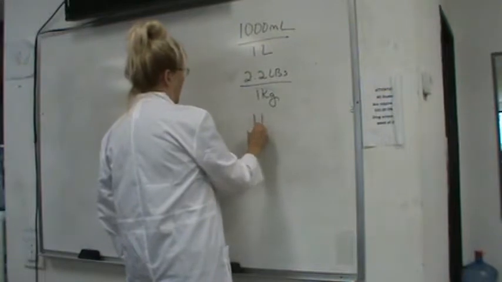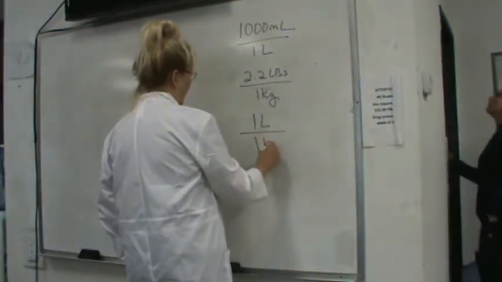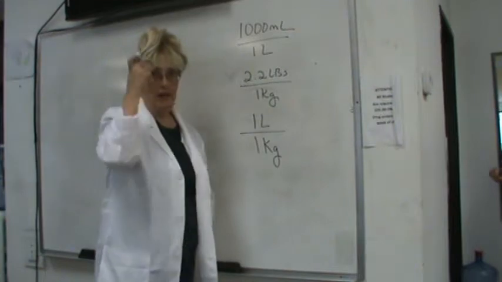You need to know that 1 liter is approximately equal to 1 kilogram. This is what we use in dialysis calculations.